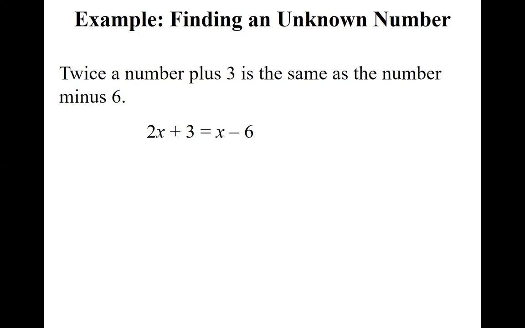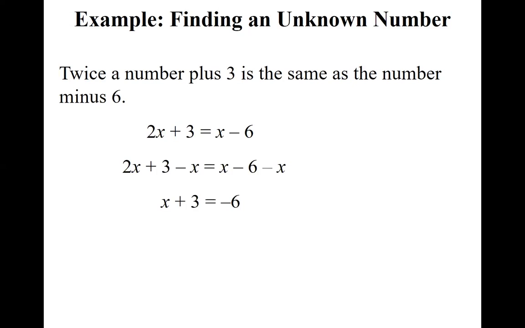Okay, then start moving things around so the x's are on one side and everything else is on the other. I'm going to subtract x from both sides. That removes it from the right. And then on the left, 2x minus x is 1x, just x. X plus 3 equals negative 6.